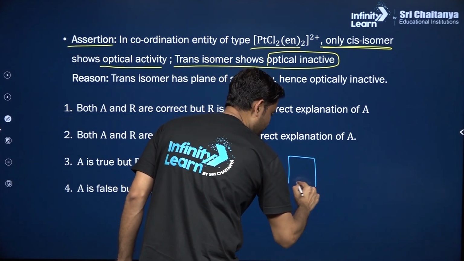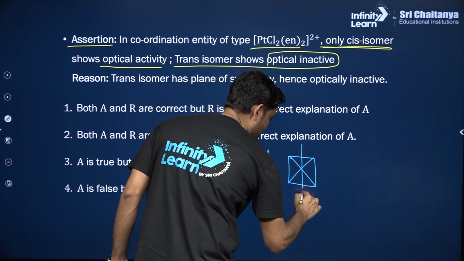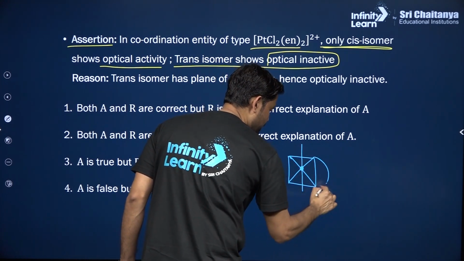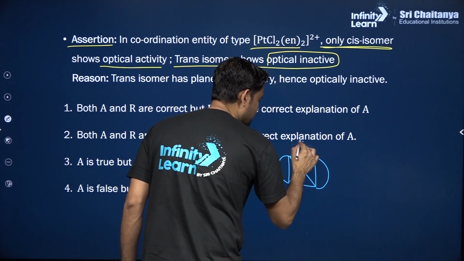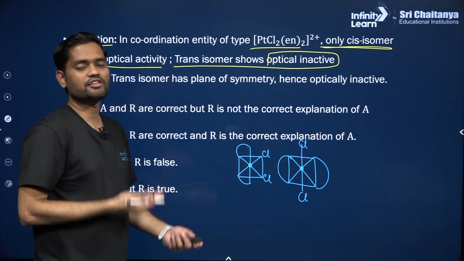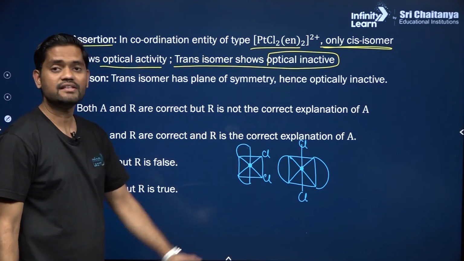Whereas talking about their trans, again this center is what? Platinum, okay, En, chlorine and chlorine. So here you will see there is a passage of what? Plane of symmetry, whereas there is no plane of symmetry or center of symmetry in this cis form.